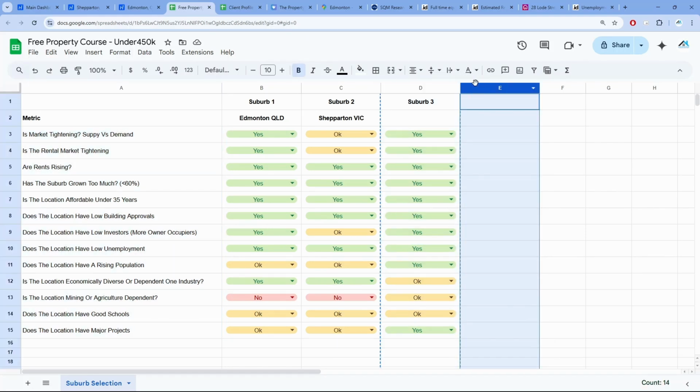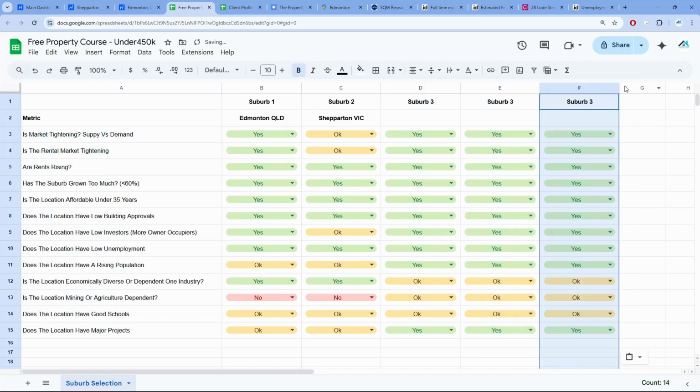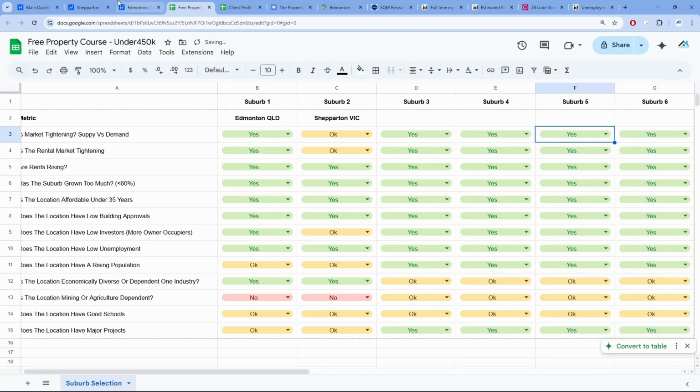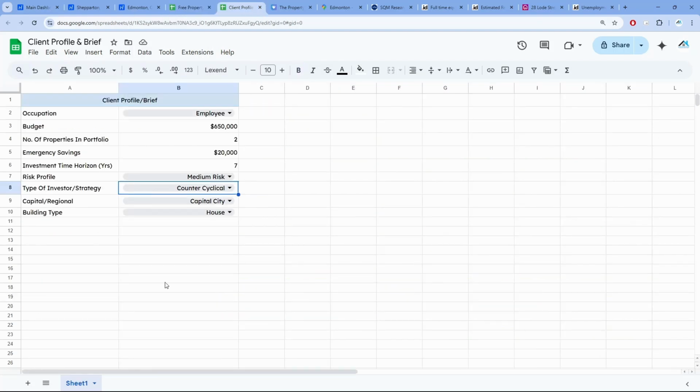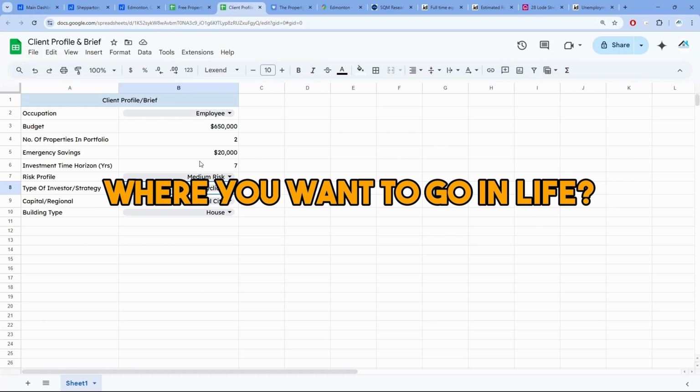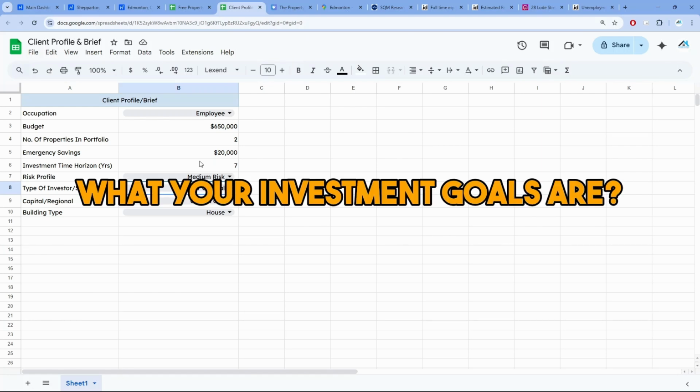And you want to be doing this for every single location that you are interested in, right? You put 4, 5, 6. And if you don't know how to find out which locations you're interested in, you have to go back to your client profile and brief, think about where you are in your life, where you want to go in your life, and what your investment goals are, and that will help you.